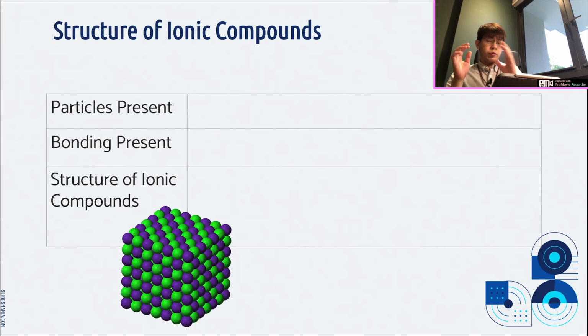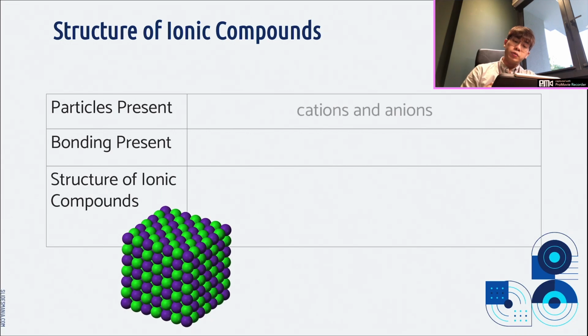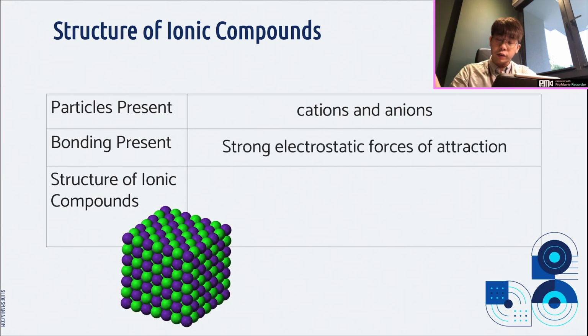Because you remember that there must be charged particles found in ionic compounds, the particles found in ionic compounds are cations and anions, two different charged particles. And because there are cations and anions, there will be an electrostatic force of attraction between them. And from our inferences, we can tell that this electrostatic force of attraction is actually very strong.